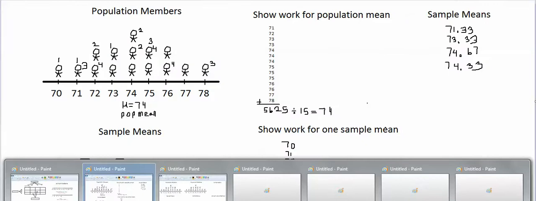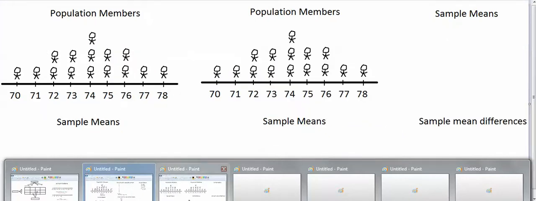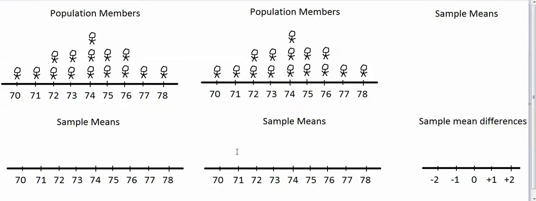After you do some work like this, I'm going to give you a sheet where you sample from 2 populations. So each time you'll take a random sample from here and a random sample from here and get the mean of the sample from population 1 and the mean of the sample from population 2. I'll show you some examples.